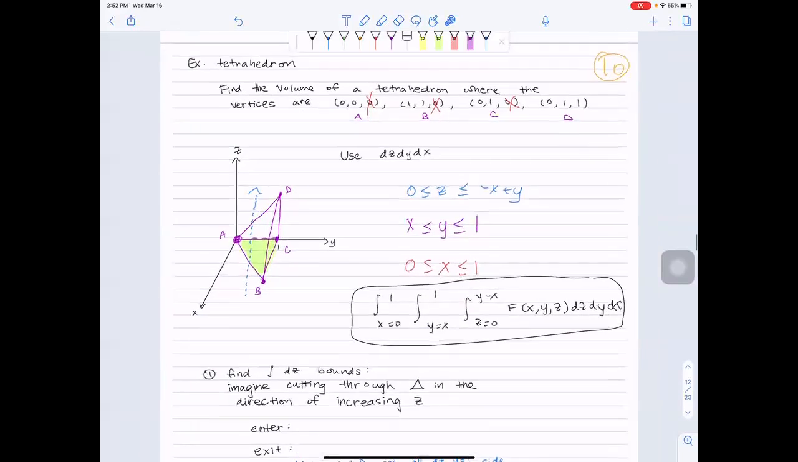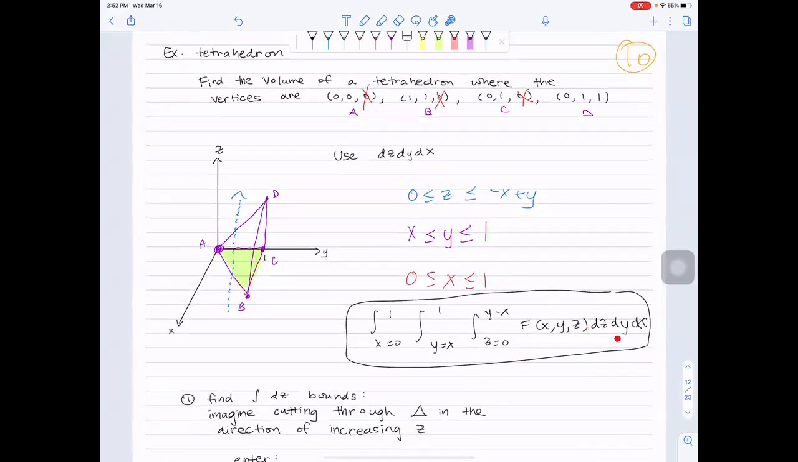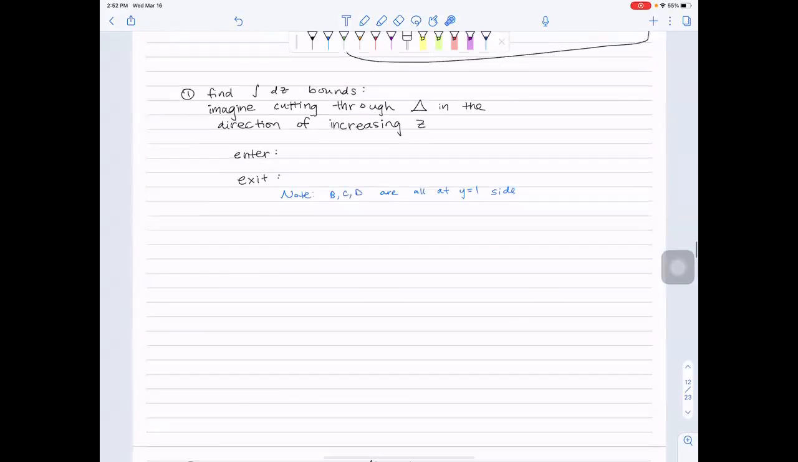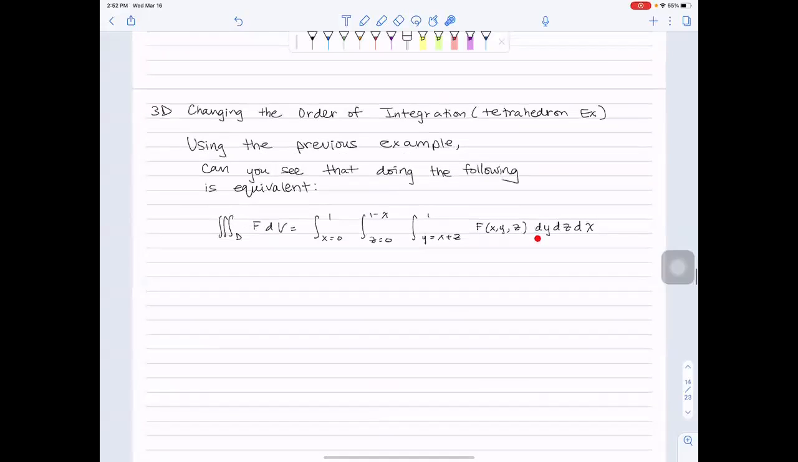Okay. And for this question, I did dz dy dx, but you should note that if we wanted to change the order and do dy dz dx, it's also possible. And so I'll leave this as an exercise and see if you guys get these bounds.